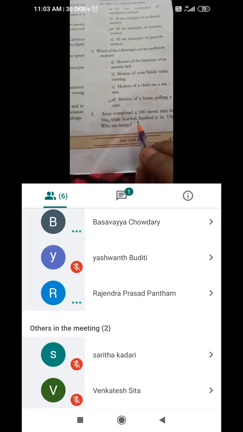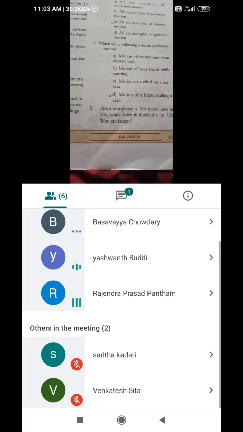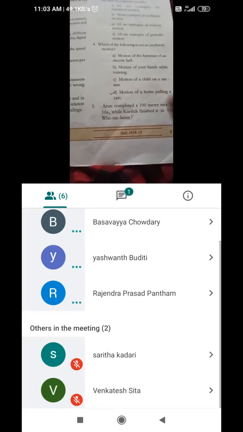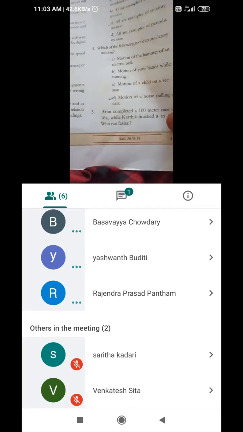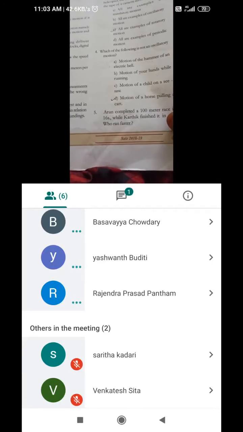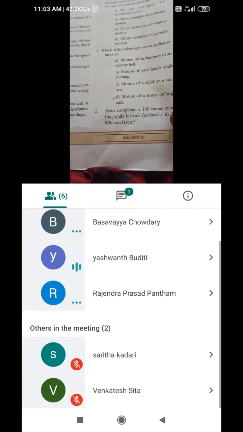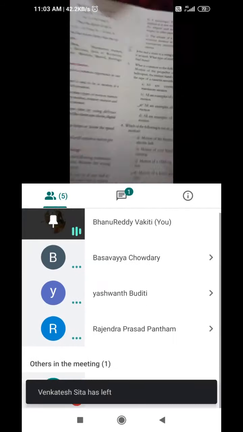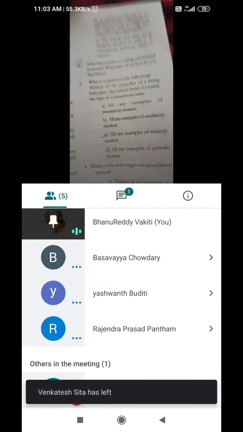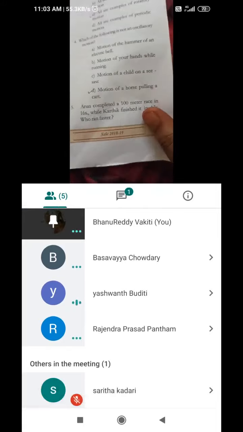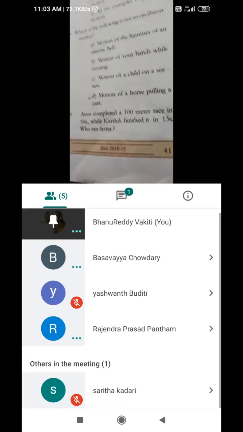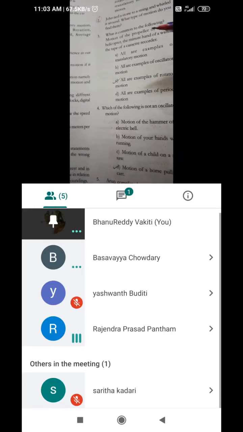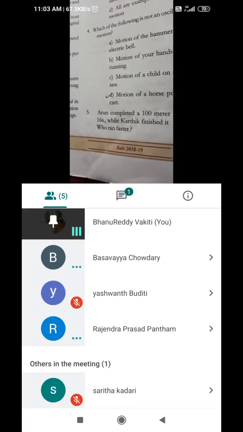And Arun completed problems. Yes, who is third one? Motion of a child on a seesaw. 1, 2, you tick, okay na? You mark 1 and 2. Then afterward, 1 and 2 you write. Okay na? And these all are the problems we have here.